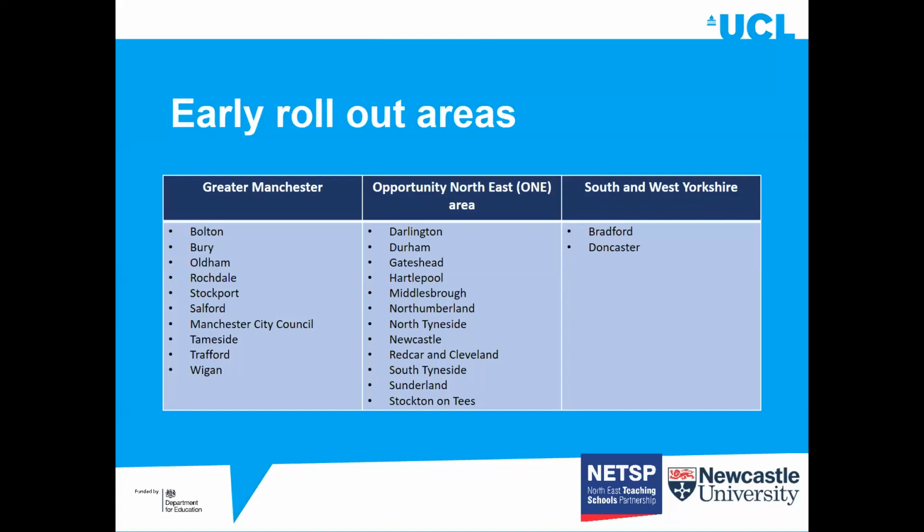Now, the early career framework is going to be rolled out early in 2020. It becomes statutory in 2021, and the early rollout areas are listed on the slide in front of you. And as you will see, all schools in the North East are eligible to be part of the early rollout, which is fully funded. In order to get the funding, you do need to sign up and register interest for the early career framework, and we'll say more about what that means for you later.